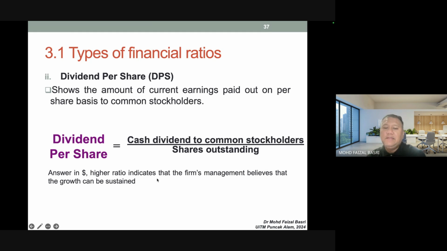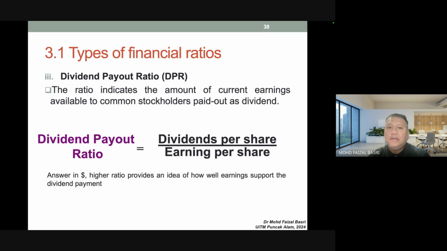Similarly, the higher the ratio, it indicates that the firm's management believes that the growth can be sustained. Meaning here, the company gives out higher dividends to the shareholders, which indicates that the company can sustain its business. If the company is still new, for example still in the growing stage, usually its cash dividend will be low. They will keep their money more in the company in order to grow. But when the company is strong and stable, they will give out higher dividends to the stockholders. So the higher the dividend per share, the higher their ability or belief that they can sustain their growth. Okay, next is DPR.